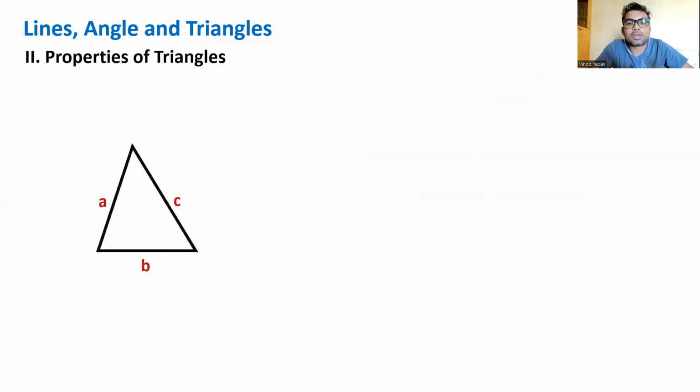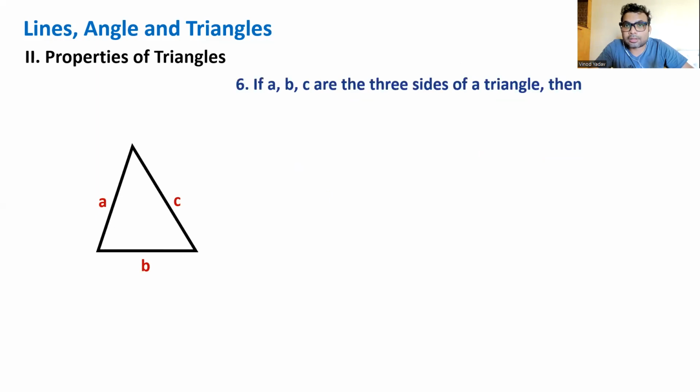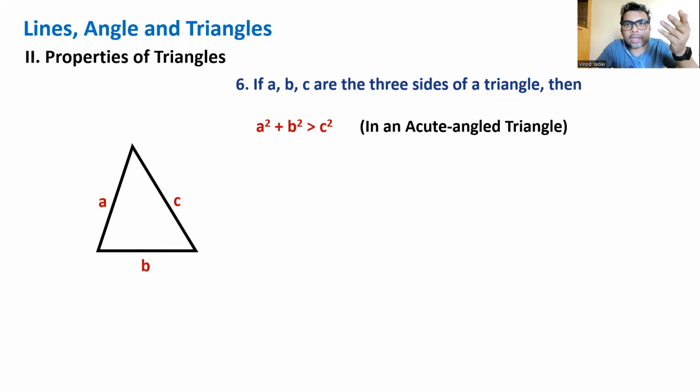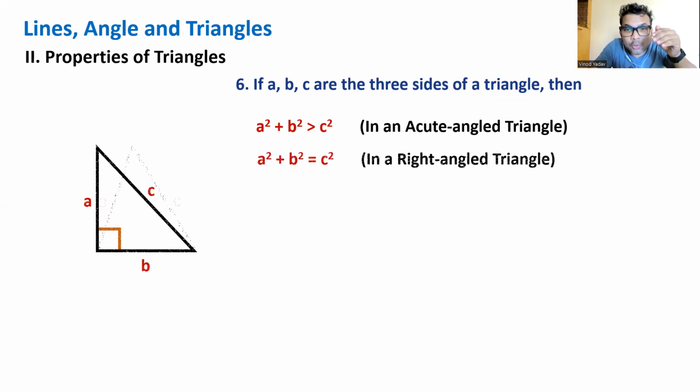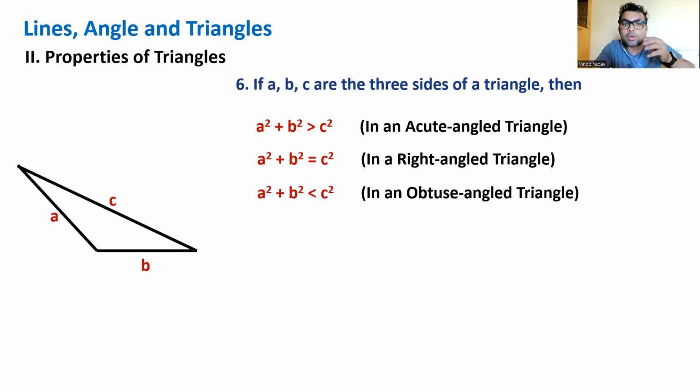Okay, now identifying which type of triangle it is. Pick up the largest side and square it. Suppose C was the largest side, square it. If it is less than the sum of the squares of the other two, then it is an acute angle triangle. If it is equal, can you see, it's a right angle triangle. And if C square happens to be more than A square plus B square, it will be an obtuse angled triangle. This is how we identify the type of triangle based on the lengths given to us.